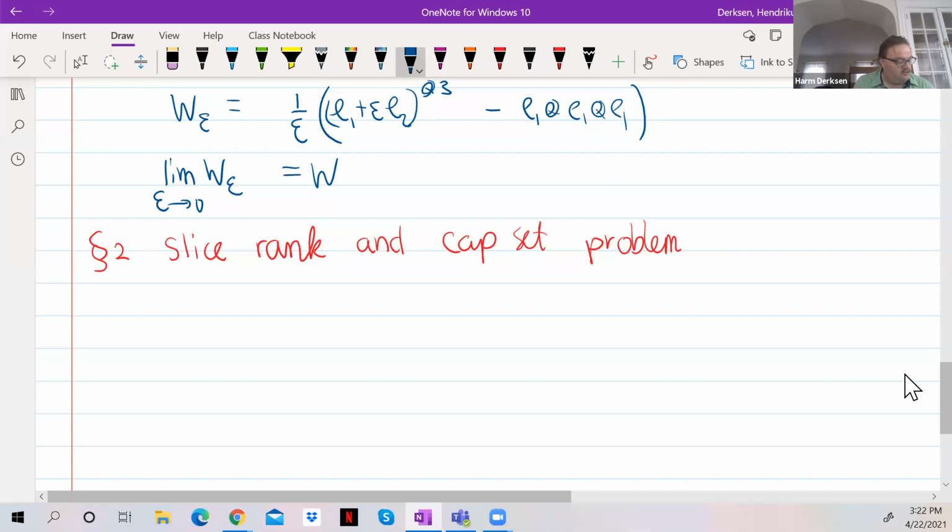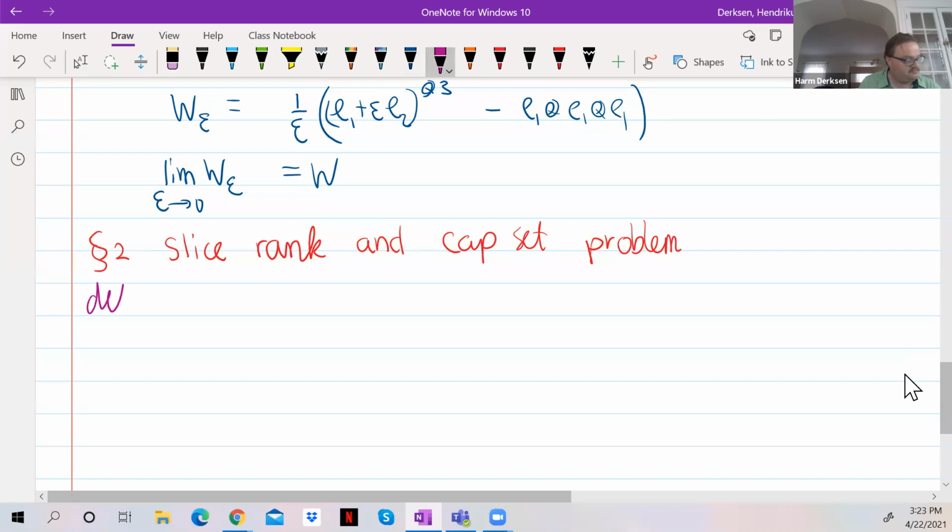So there's this proof related to the cap set problem by Ellenberg and Gijswijt just a few years ago. And then Terence Tao wrote about it on his blog, and he introduced this notion of slice rank to give a nice presentation of that proof. So let me give the definition of the slice rank.